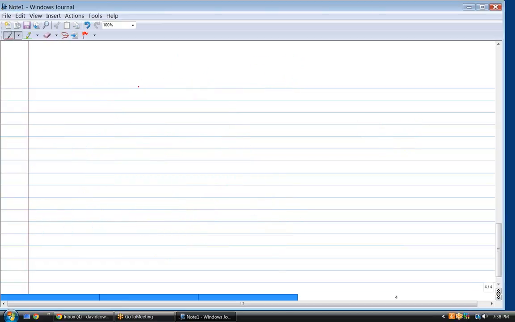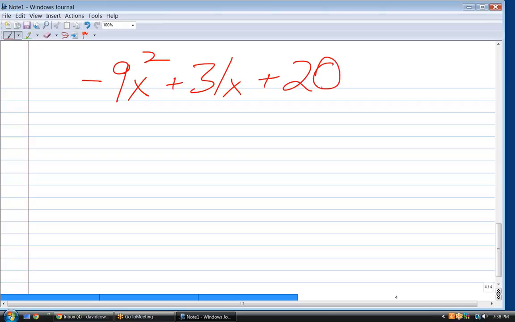Okay, what else? Okay, it's going to be negative 9x squared. Negative 1 or 9? 9. 9? Yes. Plus 31x plus 20. Is there a greatest common factor? No. Okay. So that's going to make this hard.